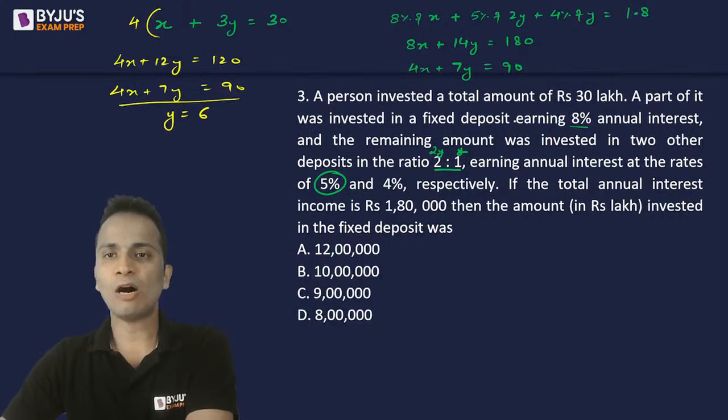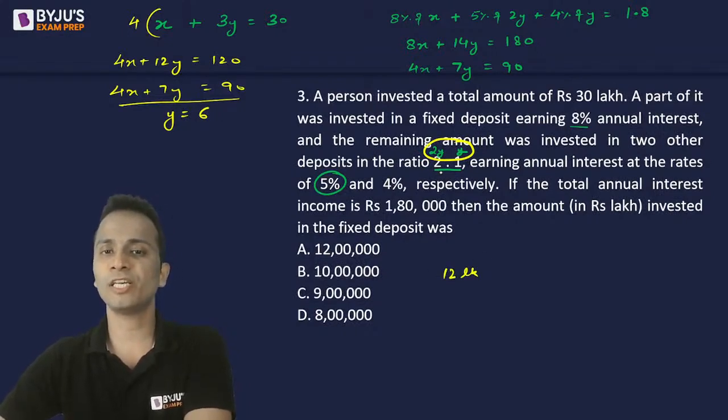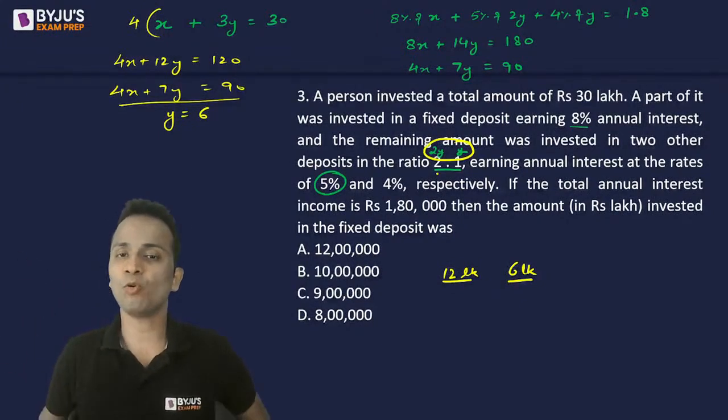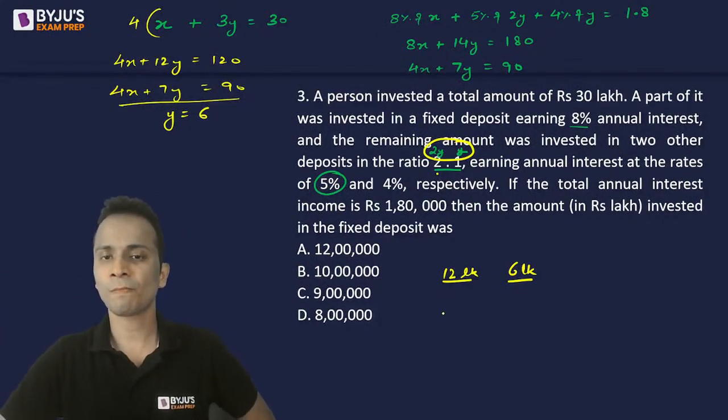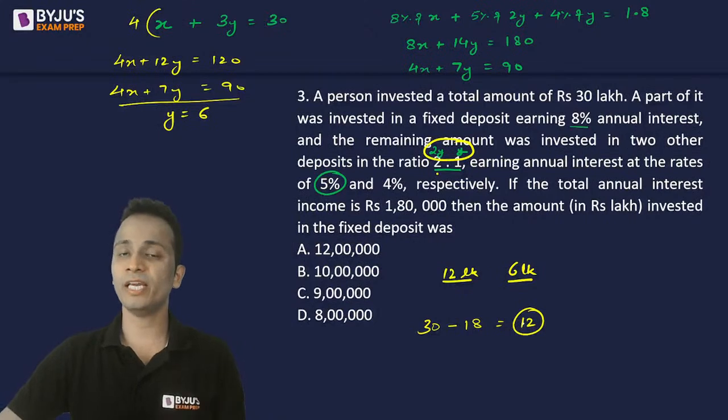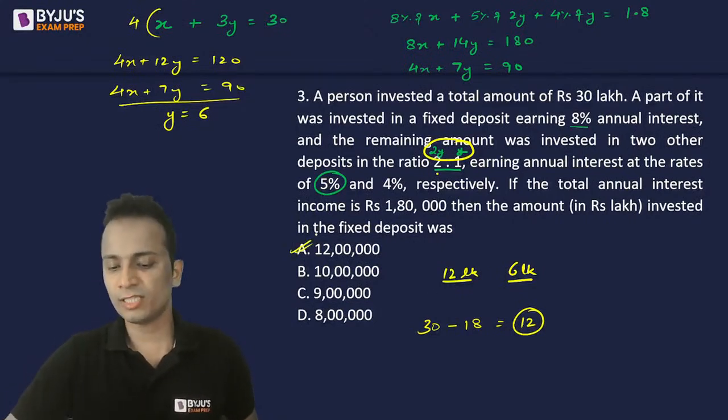So out of 30 lakhs, 12 lakhs is invested in the first, and 6 lakhs is invested in the second. So 18 lakhs is the total money invested in the 5% and 4% schemes. The remaining money out of 30 lakhs must be invested in the fixed deposit. Out of 30 lakhs, 12 and 6, 18 is deposited in the second scheme, so 12 lakhs must have been invested in the fixed deposit, and hence this is the correct answer.